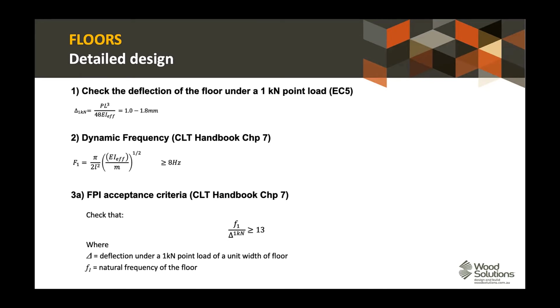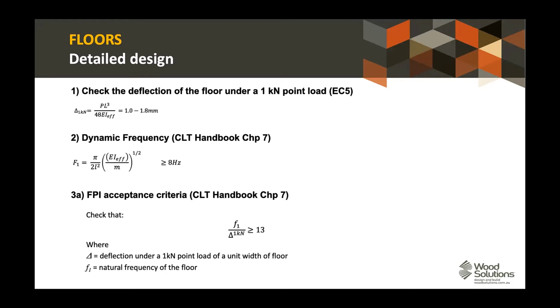So here's the hierarchy. Eurocode 5 point load check, dynamic frequency check from the CLT handbook, but the maths is the same wherever you get it from. And in this case, it's presented as EI effective, and that's to cover off the case that you don't have an EI that you've calculated from your solid joists or from your I joists, but you've calculated an EI effective based on a gamma model or something similar for a CLT panel, as it's taken from that handbook. But if you have EI, you just use EI stiffness.